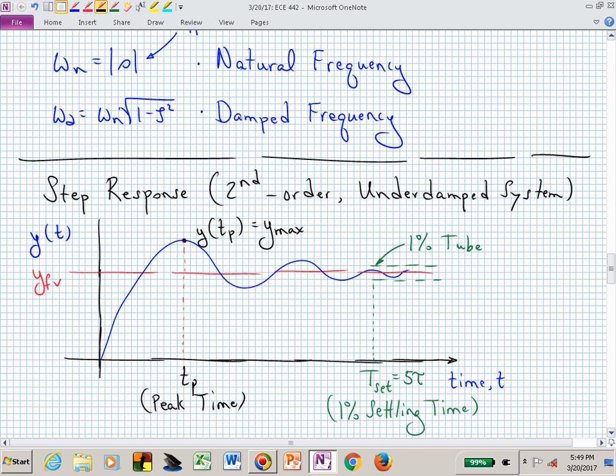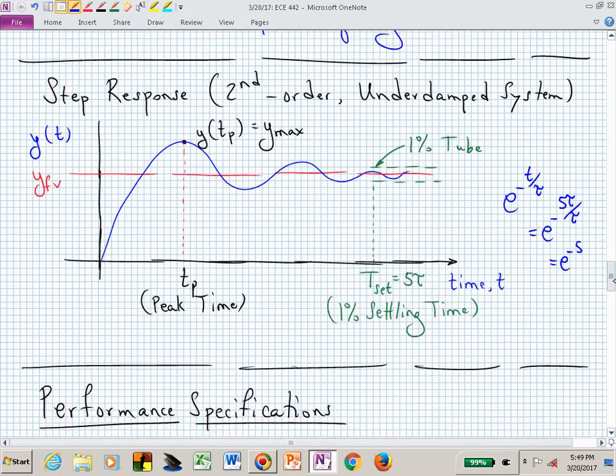Yes, so we haven't really derived 5 time constants maybe in this class, but if you look at e to the minus t over tau, and now at a time t equal to 5 time constants, you have 5 tau over tau, so that's now e to the minus 5. And e to the minus 5 is going to be a little bit less than 0.01. And that's where our 1% comes from. That's the settling time that we've agreed to use in this class.